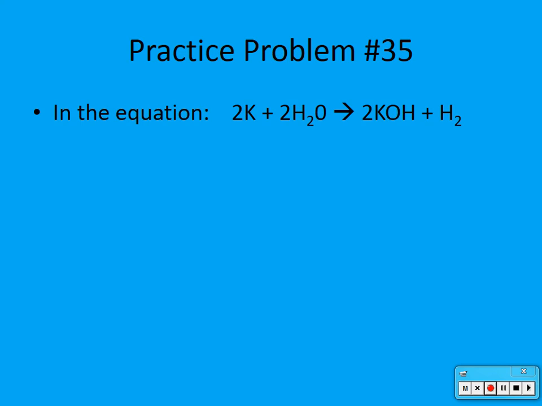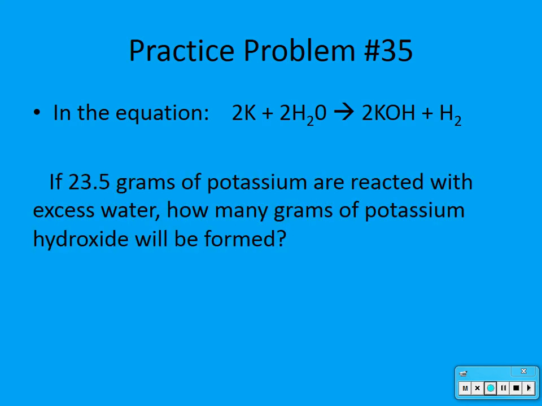Okay, practice problem number 35. It says in this equation, which is balanced, you can check it, it is balanced. If 23.5 grams of potassium are reacted, so that's what they're giving us, 23.5 grams of potassium, are reacted with excess water, how many grams of potassium hydroxide will be formed? So we're looking for grams of potassium hydroxide.